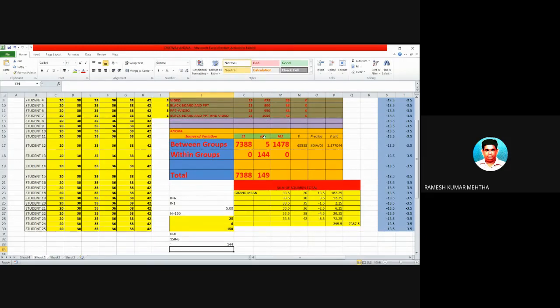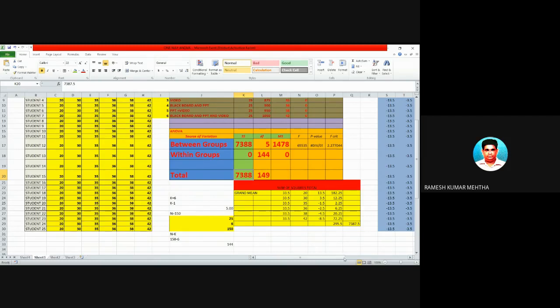Next one, the degree of freedom of total. For total, you just have to add the degree of freedom between groups and the degree of freedom within groups. If you conduct the addition, you will get 5 plus 144 is equal to 149. So this is also clear. Now our concentration will be finding out this figure: how did you get the sum between groups, a numerical value of 7388, within groups of 0, and total of 7388.